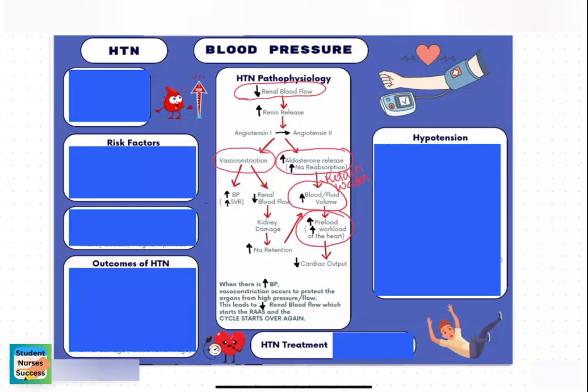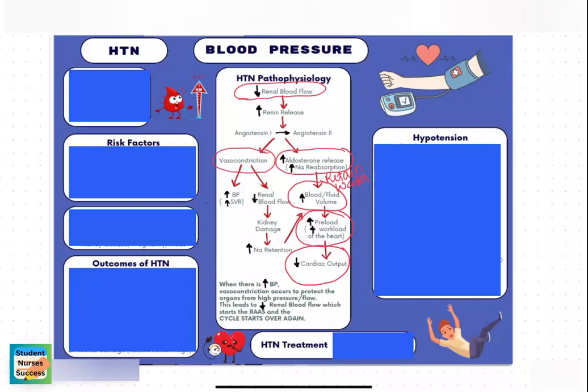When the heart has to work harder, over time it can start to wear out, and we can actually see a decrease in cardiac output if the heart is not strong enough. Now, in most normal, healthy individuals, the body can manage that increased preload. But over time, when you have high blood pressure, you're actually going to weaken that left ventricle and cause a decrease in cardiac output because the heart has to pump against that high systemic vascular resistance.